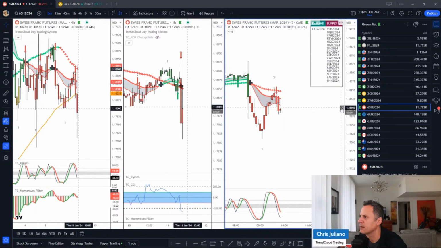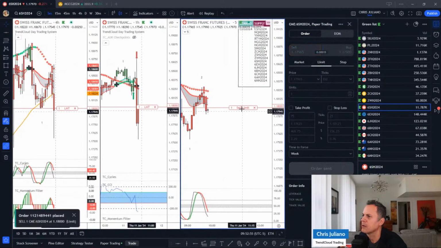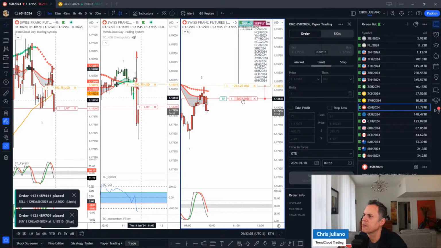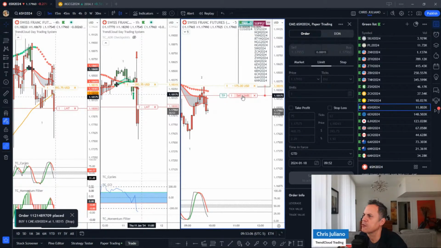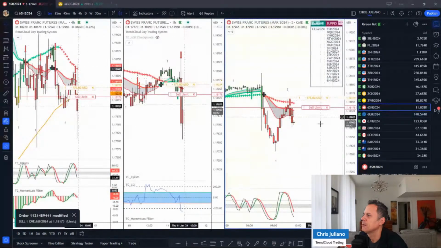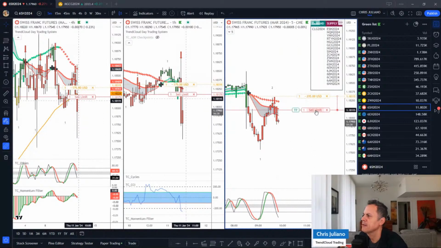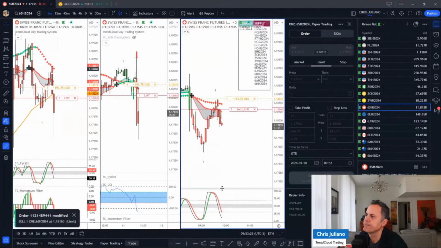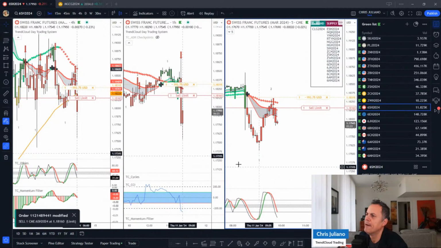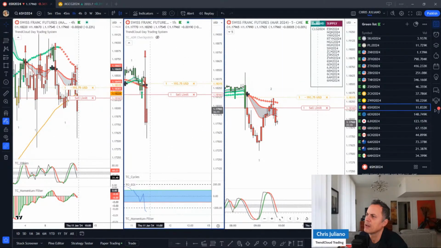Can we get the pullback right here? Whoa, that is way too expensive. Yeah, that's super expensive stuff. Okay, so there's structure. Wow, on the 5-minute chart there, that is really pricey. We can set that up if it does pull back. But my goodness. What else we got here? The euro.